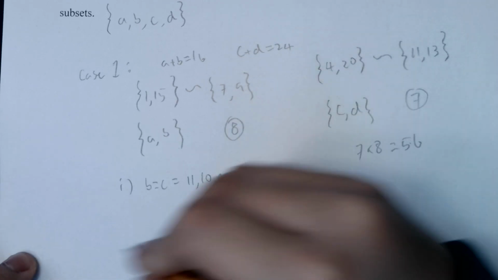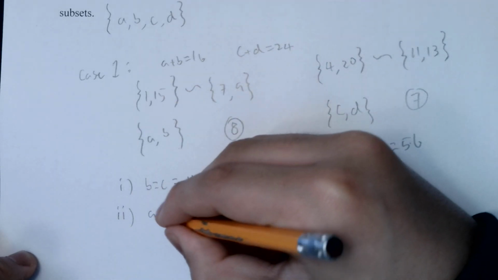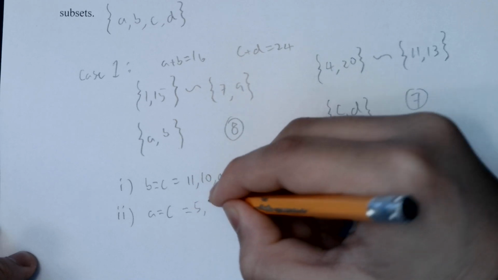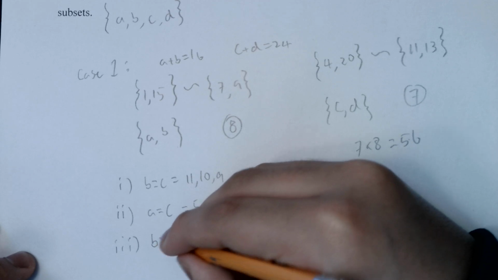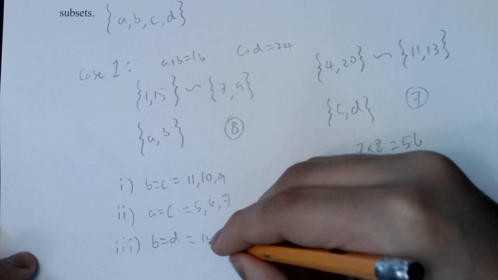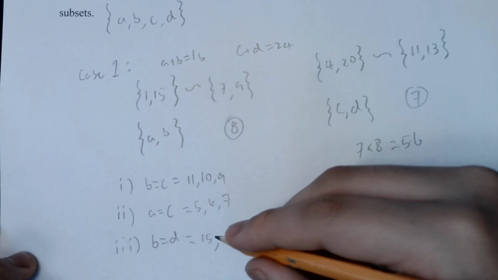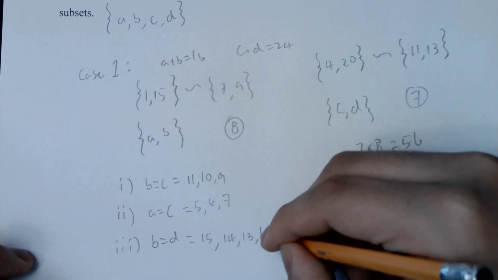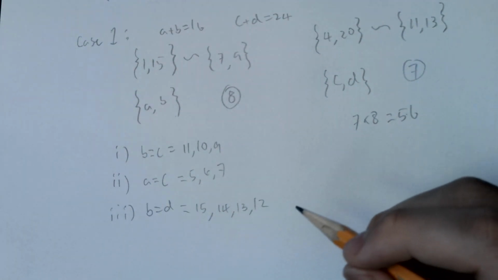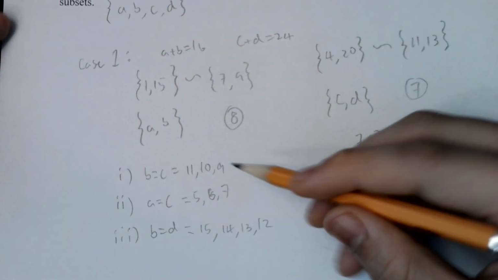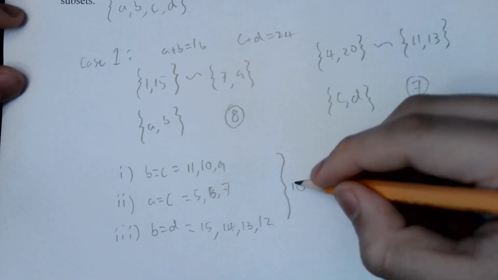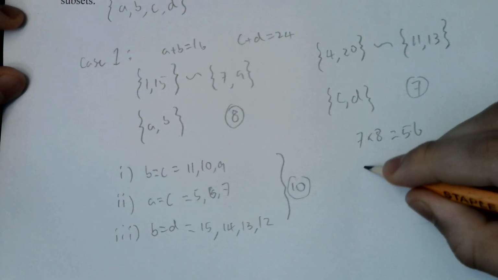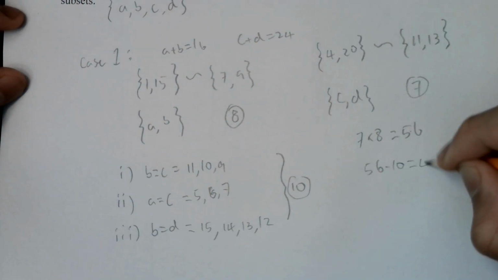The second case is that A is equal to C, and this is going to be 5, 6, and 7. The third case is that B is equal to D, and this has four possibilities: B equals D equals 15, 14, 13, and 12. As I said before, there isn't really a way to solve this other than to brute force and bash through. Now from here we have 3, 3, and 4, which means that in total we have 10 cases where we've overcounted. So our final answer for this case should be 56 minus 10, or 46.